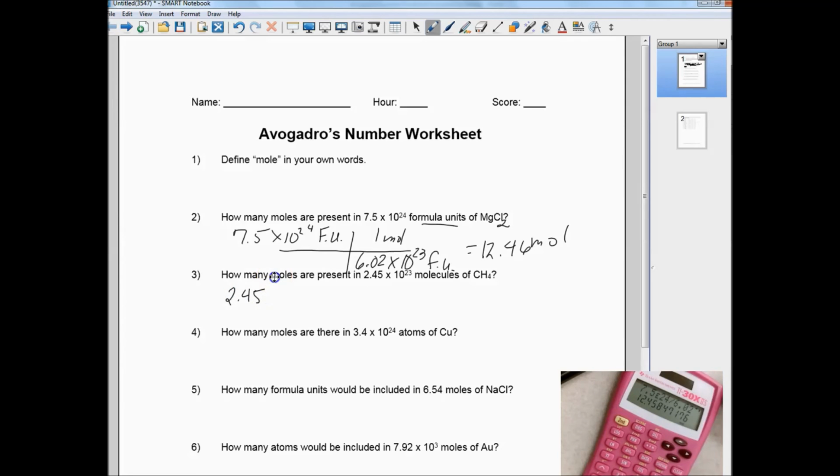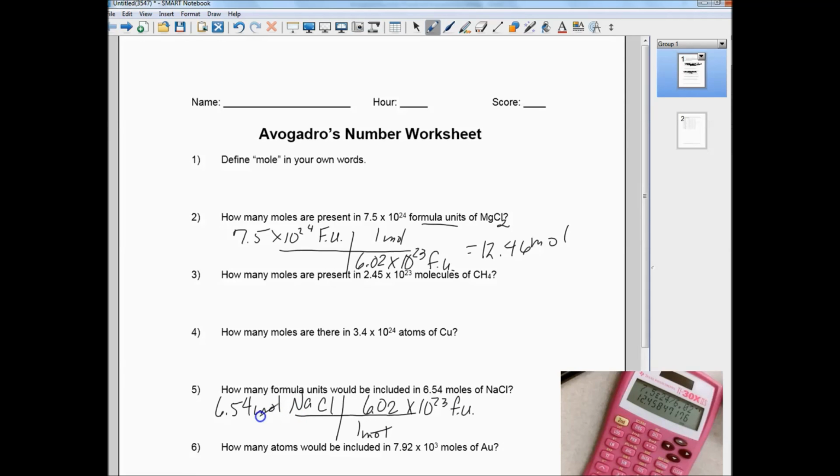Let's try the next one. Well, no, let's not do the next one. Let's pop down here to number 5. 6.54 moles of sodium chloride, and we want to convert that to formula units. Well, we know that ratio, that 1 mole is 6.02. This time we've been given moles, and we're solving for formula units. So we're going to put our mole on the bottom of our ratio, and multiply that times 6.02 times 10 to the 23rd formula units.